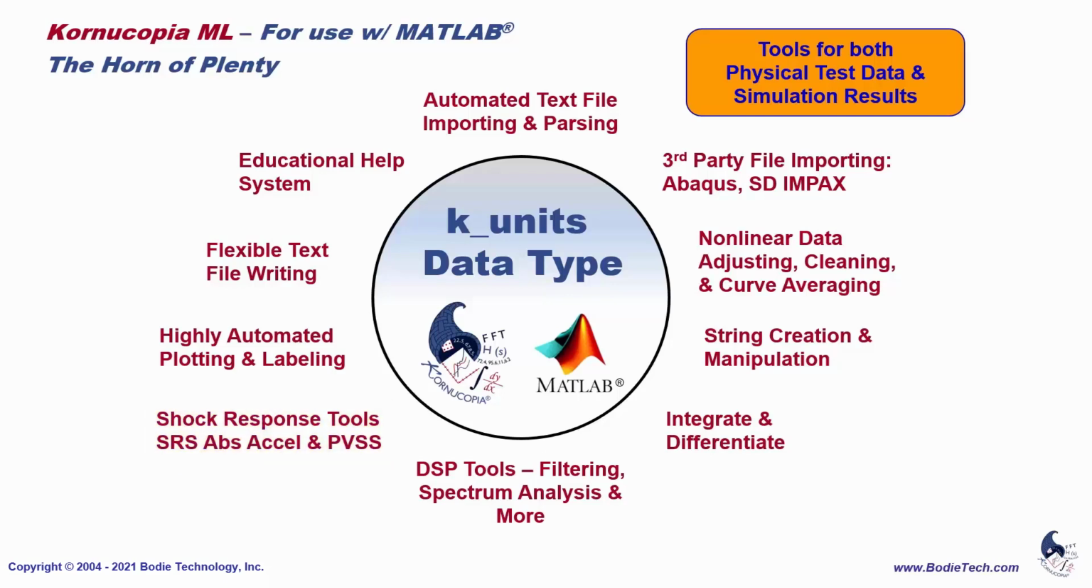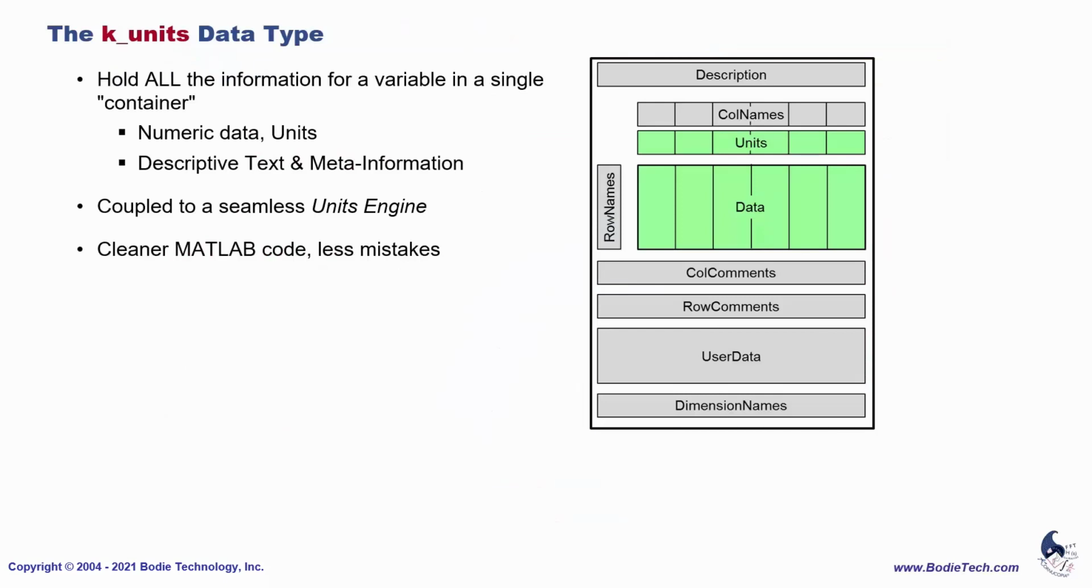All the features in Kornucopia ML's tool suite are based on a new data type called K_units, which we will briefly describe next. This new data type, inspired by Matlab's table data type, allows you to hold an array of numeric data, its units, descriptive text, and other related meta information in a single container-like variable. This is coupled to a seamless units engine provided by Kornucopia, which ultimately allows for cleaner Matlab scripts with fewer mistakes.